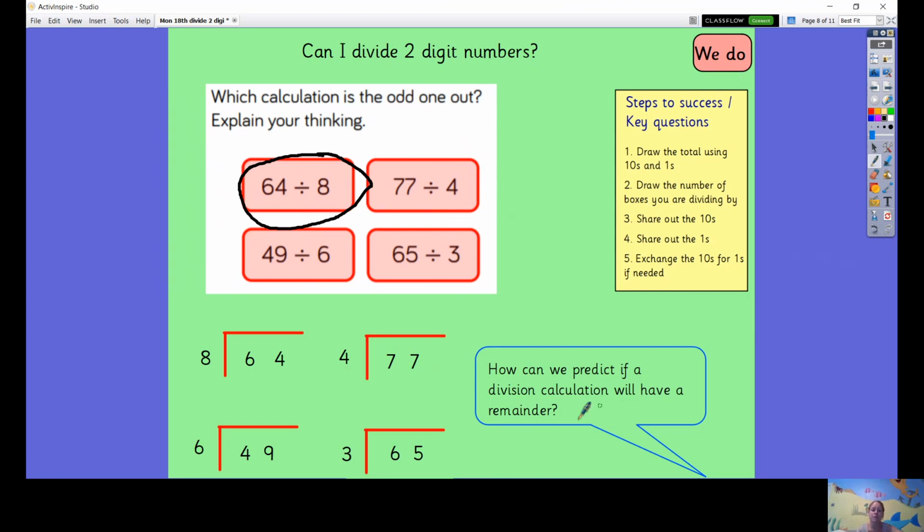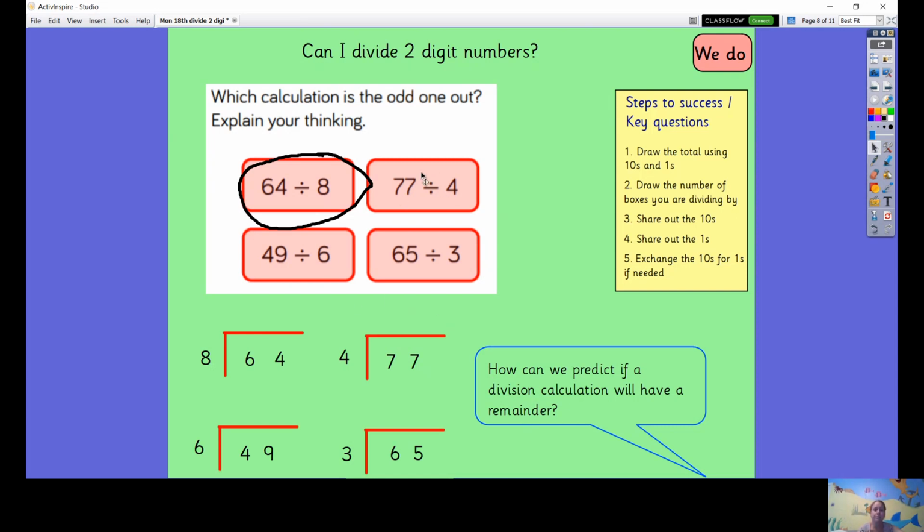Okay, now if we have a look down here, how can we predict if a division calculation will have a remainder or not? Well, the way I managed to work out which one was the odd one out without doing the sums was this: I looked at that one and I thought, I know that 64 is divisible by 8. I know that there won't be any remainders because I know that 64 is in the 8 times table. So I thought, right, that hasn't got any remainders. Great, okay. I was thinking about remainders because this question had been asked down here.